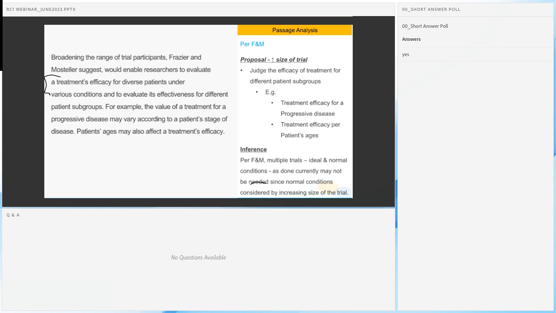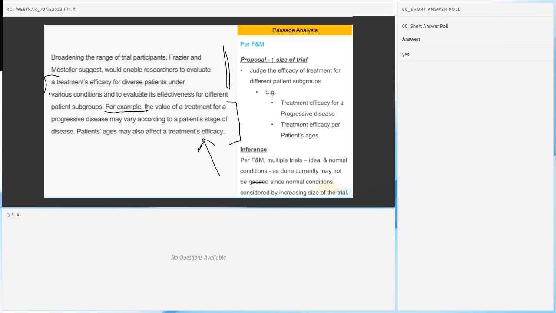So see the sentence, for example, the value of a treatment for a progressive disease may vary. So what's the job of this? These are examples of the kind of benefits that you'd get if you really enroll a wider variety of patients. The author is just saying, for example, the value of a treatment. So the author is just substantiating what FNM is saying by the examples that FNM most likely presented.